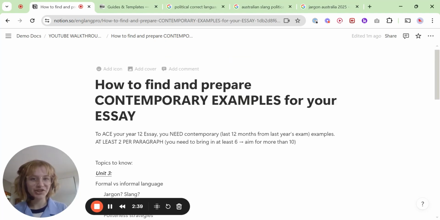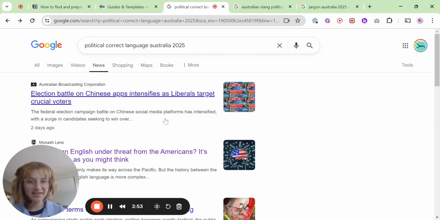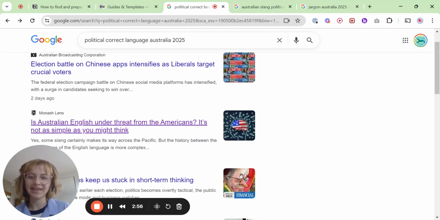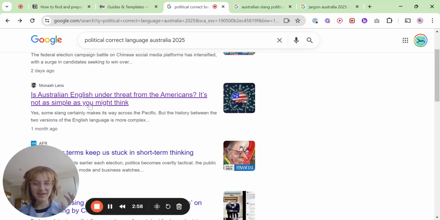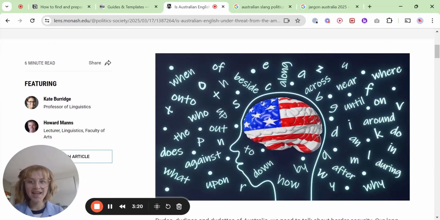All right, so what do you do? Type in your keyword, which for me is political correctness, language, Australia 2025, and then go to the news tab. And that's how you're going to find the contemporary examples. So bam, this is an absolute gold example. Monash Lens: is Australian English under threat from the Americans? It's not as simple as you might think. A month ago. Beautiful. So this is not only an example, but an analysis from Kate Burridge and Howard Manns. These are linguists that you guys will be quoting in your exams. So this is absolutely amazing that they've posted this so recently.